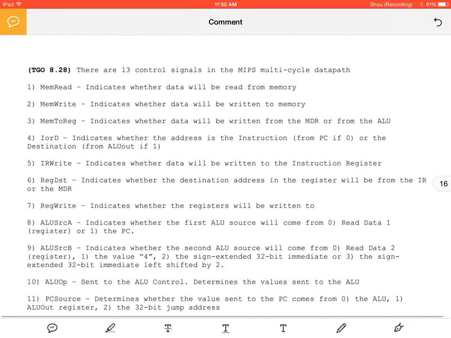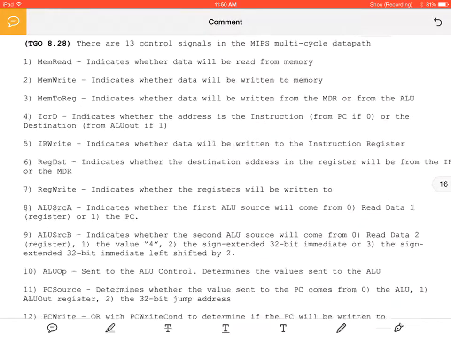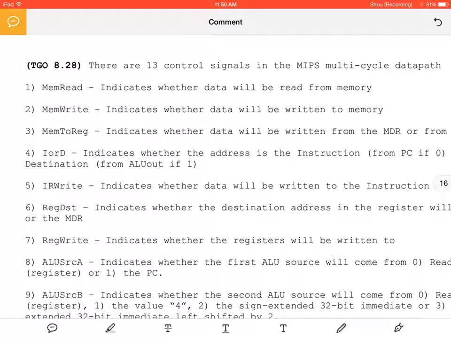All right. So here there are 13 control signals in the MIPS data path. I'm going to zoom in here. MemRead indicates where data will be read from memory. MemWrite indicates where, and for those of you who've taken 385 or computer architecture with me, none of these are going to sound very familiar.